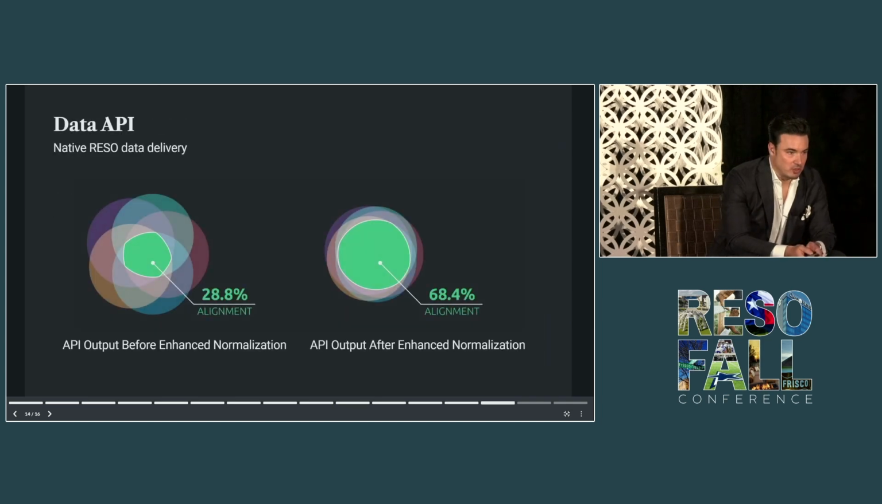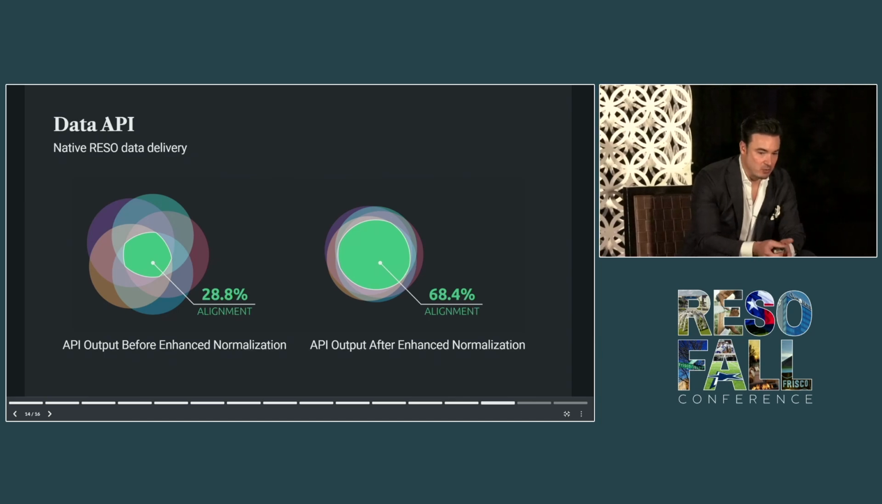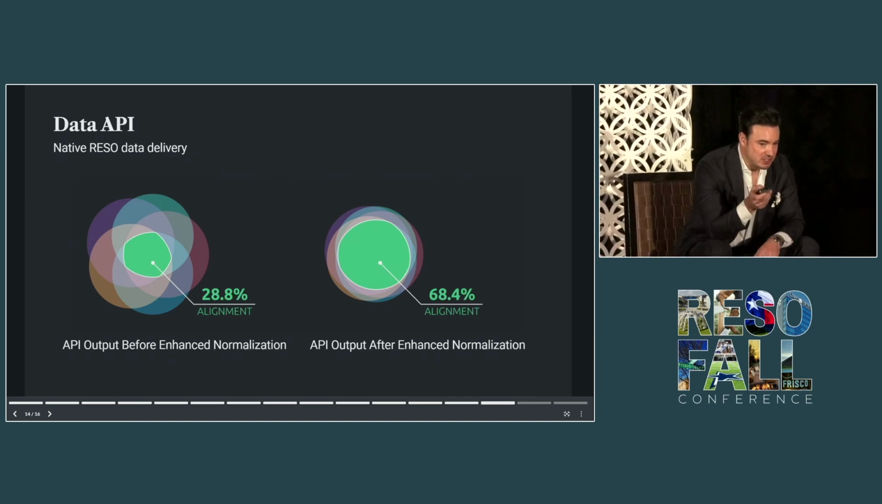So what happened after we did this in the Bay Area? Well, on the left, you can see the previous alignment I showed you in the beginning, and it's 28.8%. After our enhanced normalization, we achieved a 68.4% alignment percentage. So we more than doubled it.